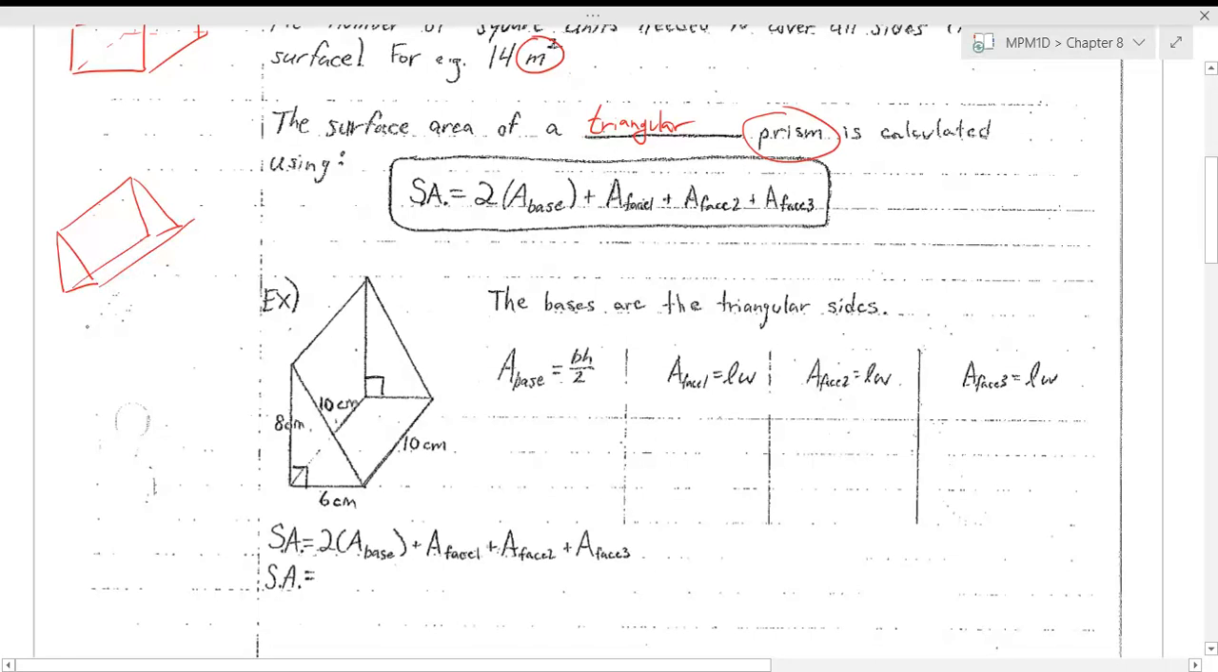So you can have a circular prism, although we tend to call that a cylinder. You can have a triangular prism. You could have a square prism, although we just tend to call that a cube. But all of these things are prisms. But let's get back to the triangular prism.